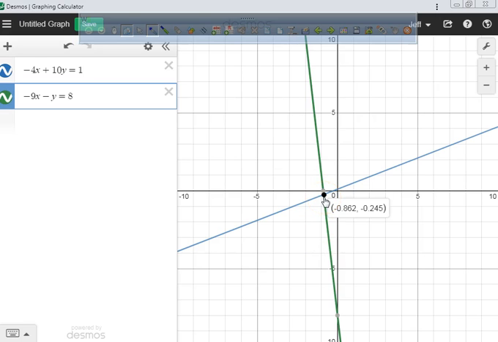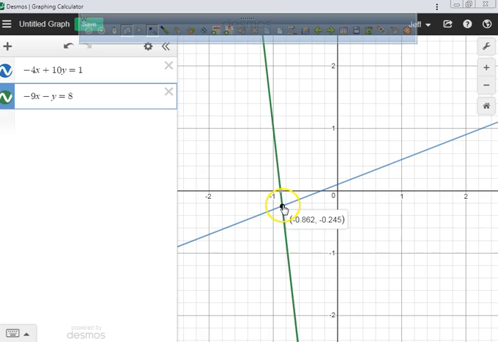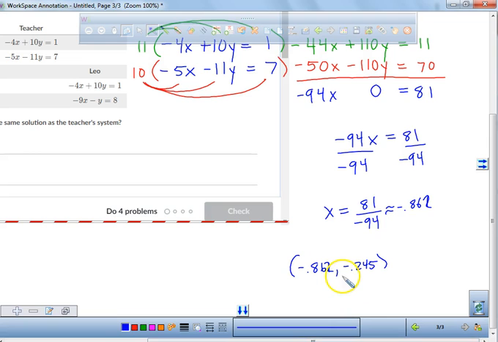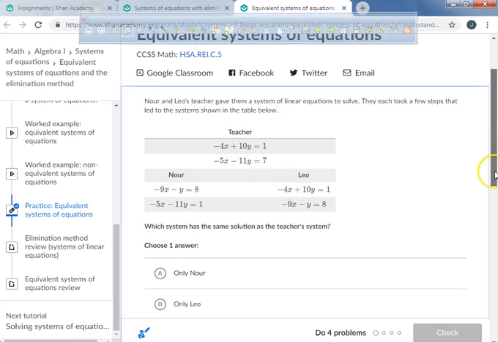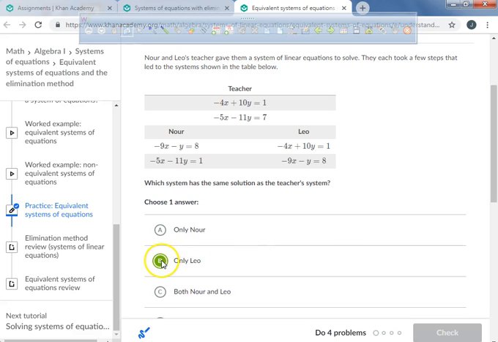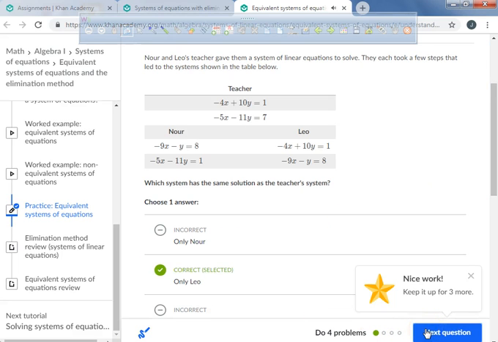Huh. Where do they cross? Negative 0.862 and negative 0.245. That seems strangely familiar. Do those decimals mean anything to us? They should, because look, they're the same. So is Leo's solution the same as the teacher's? Even though those are different lines, the solutions are the same. So which one had the same as the teacher? Only Leo. And that's what you do.